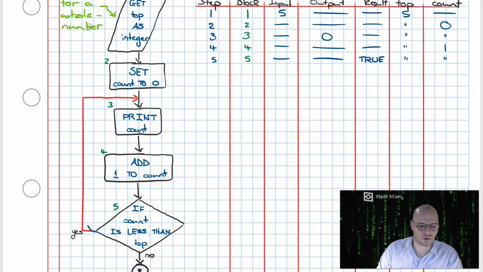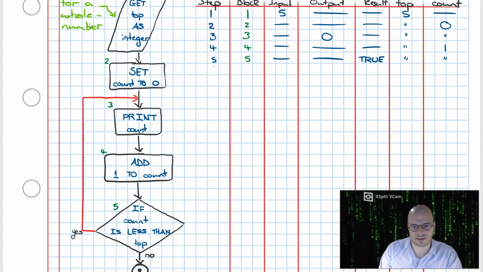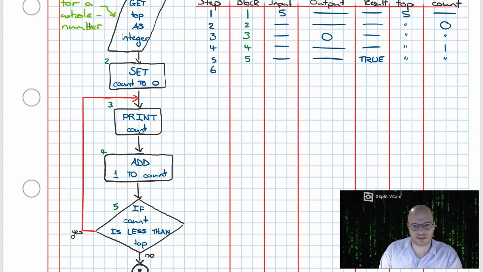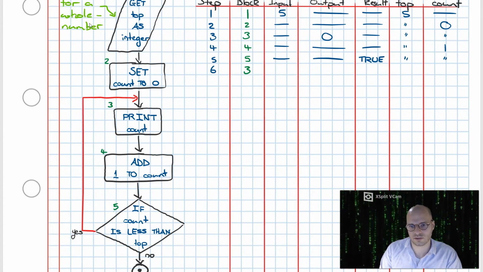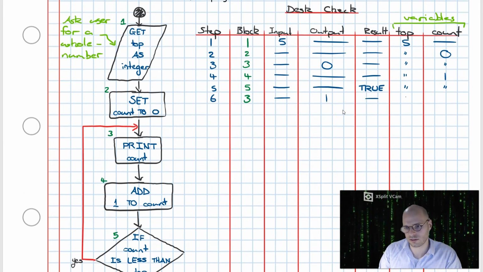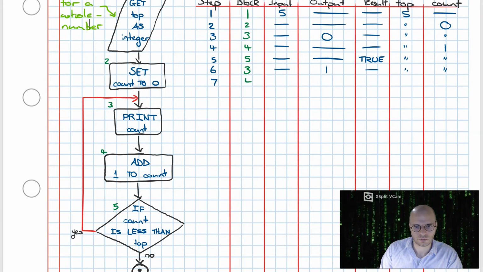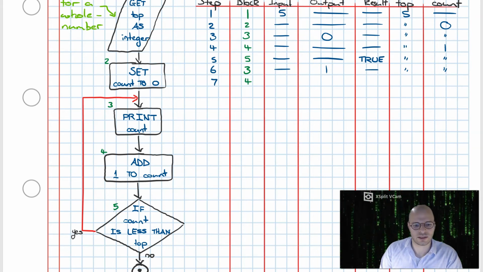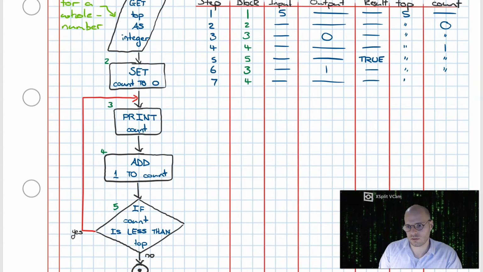Okay, so now we've gone from being down there to being up here. What that means is step 6, we're now executing block 3. In block 3, we're printing the value of count to the screen, so there's no input, however there's output, there's no decision, and the value of top is unchanged, the value of count is unchanged. Step 7, we're doing this block here. Block 4, we are adding 1 to count, so no input, no output, no result. Top is unchanged, but count has gone from 1 to now 2.